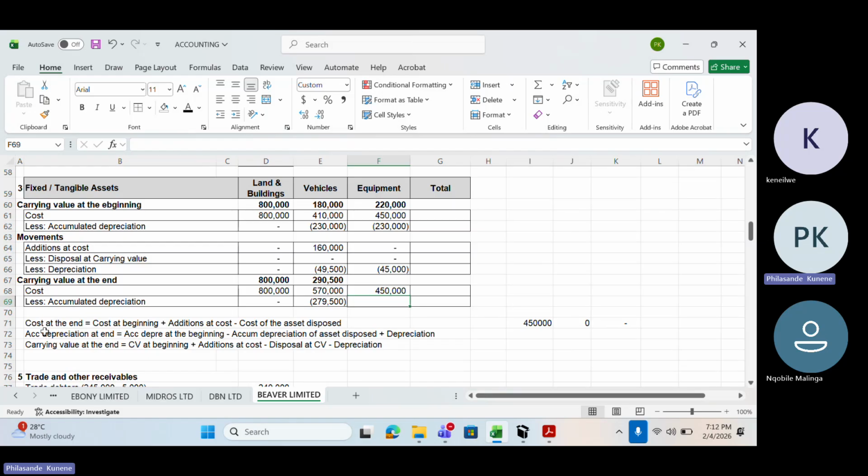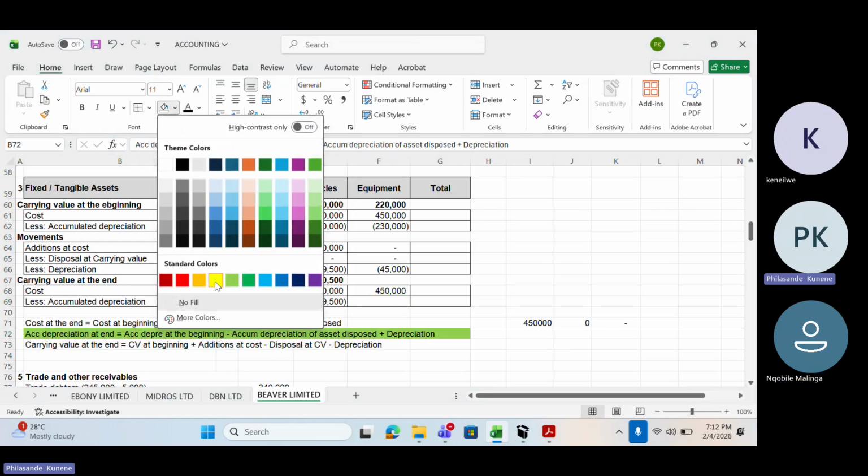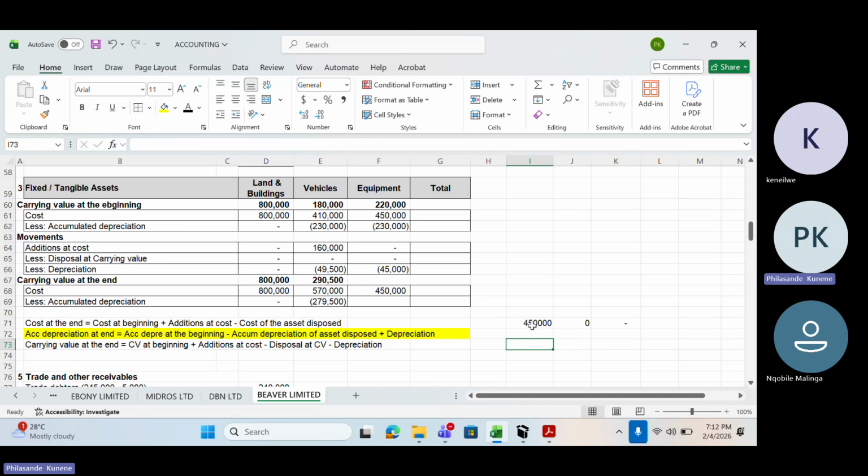No, this is the only formula you're looking at. Don't look at the other one. Just look at this one only. Look at that formula only. These are three standalone formulas. I want you to get the accumulated depreciation at the end. I want you to get this one using this formula.